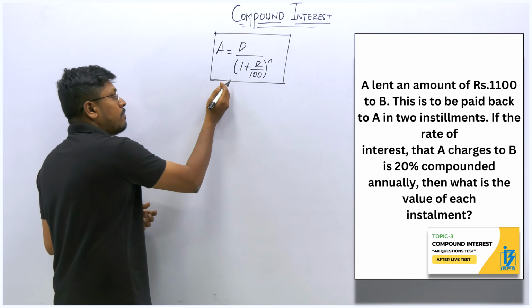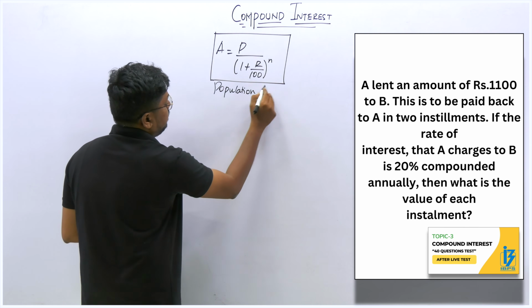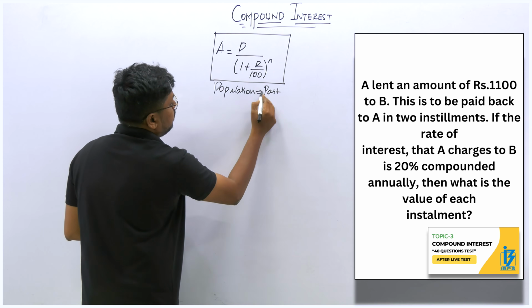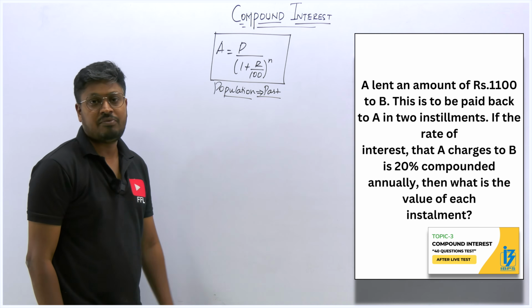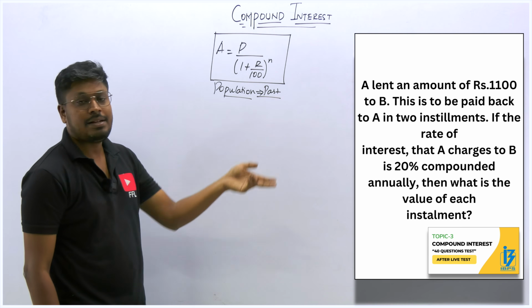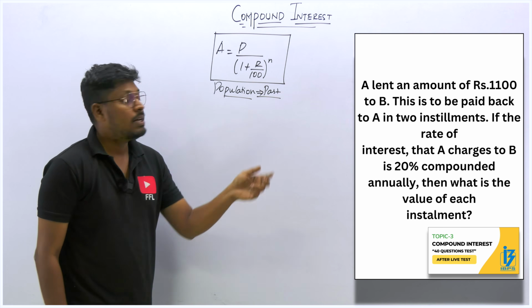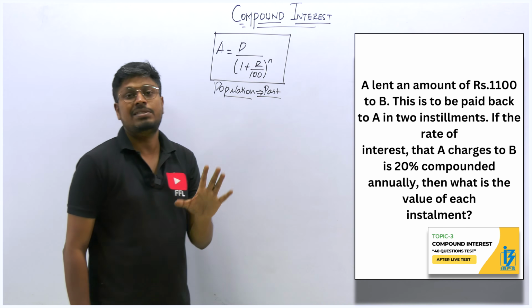So this is the same formula we learnt in the population past, right? For finding the population for the past period, we use the same formula. So here also we are using the same formula. How many installments does he have to pay? He has to pay in 2 installments. So first we have to substitute n equal to 2 and n equal to 1. That is the concept here.